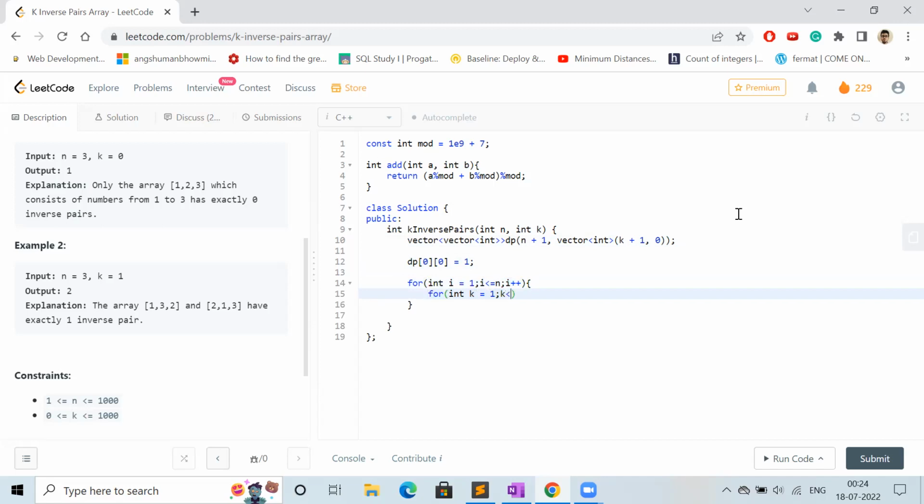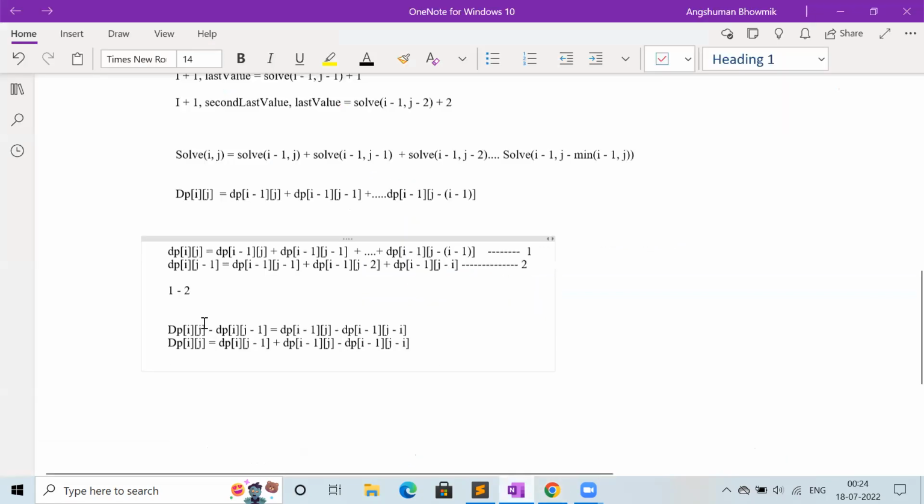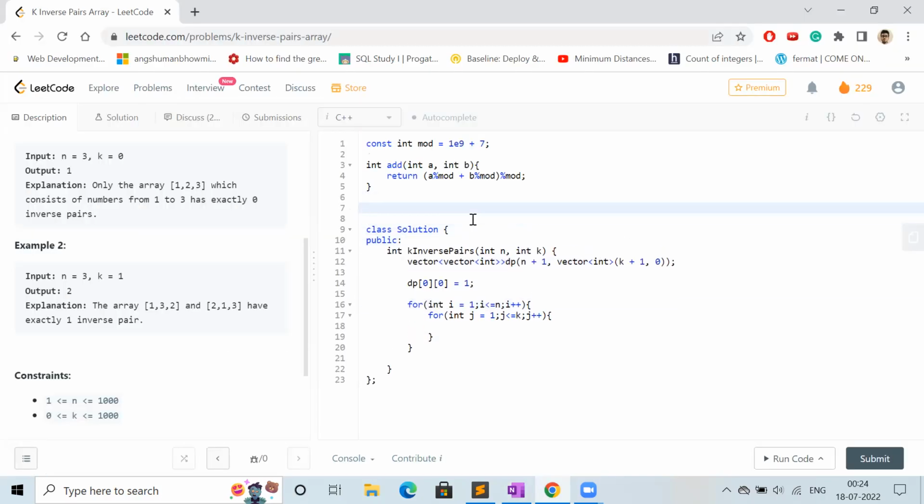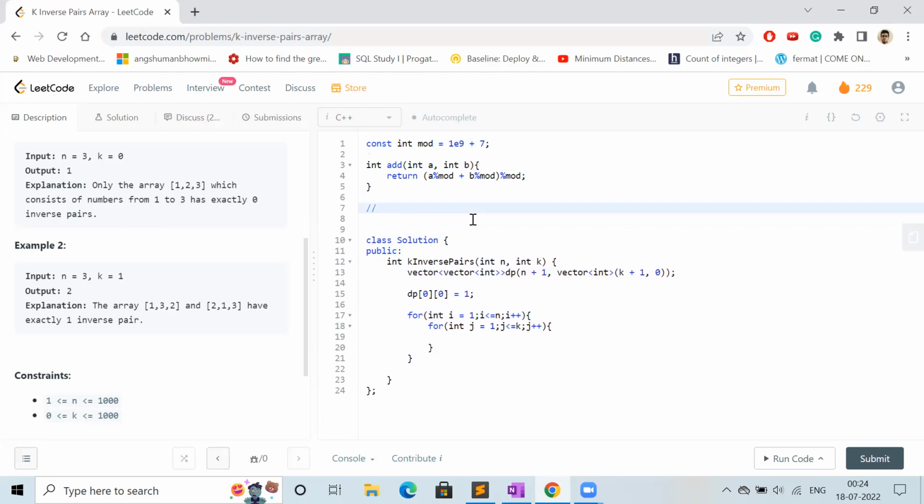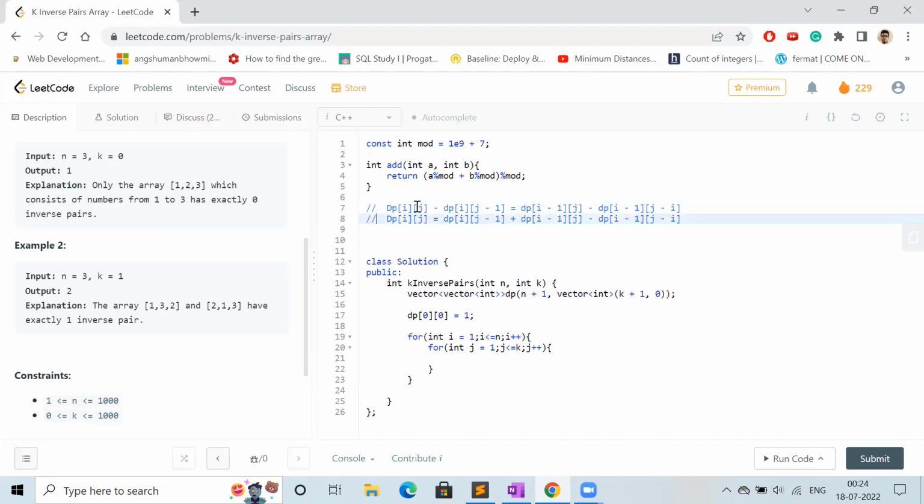For each k value, j equal to 1, j less than or equal to k, i denotes the values up till value i, that is from 1 till i, and j denotes the current number of exactly that many inversions that we are having. So let's use the comment state transitions that we had used. These were the ones.